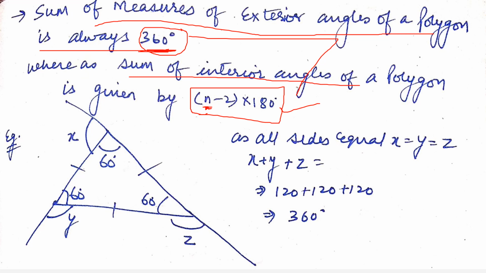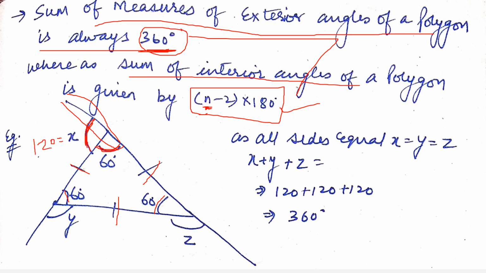Suppose I've taken an equilateral triangle in which all sides are equal. We all know in an equilateral triangle, all angles are how much? 60 each. Now, we have to find the value of x, y and z. If you observe, x, y, z are exterior angles. See this line, this is a straight line. This 60 degrees and this x are forming a linear pair. So we can say x plus 60 is equal to 180. That gives x equal to how much? 120 degrees.